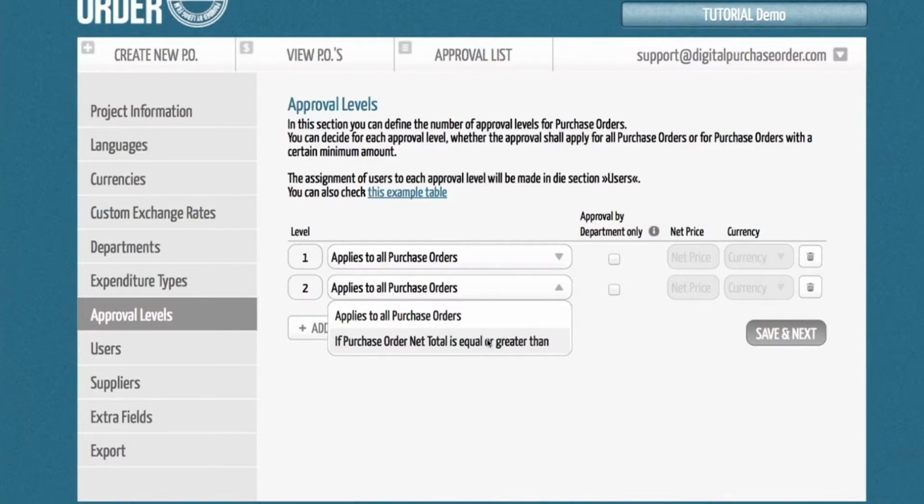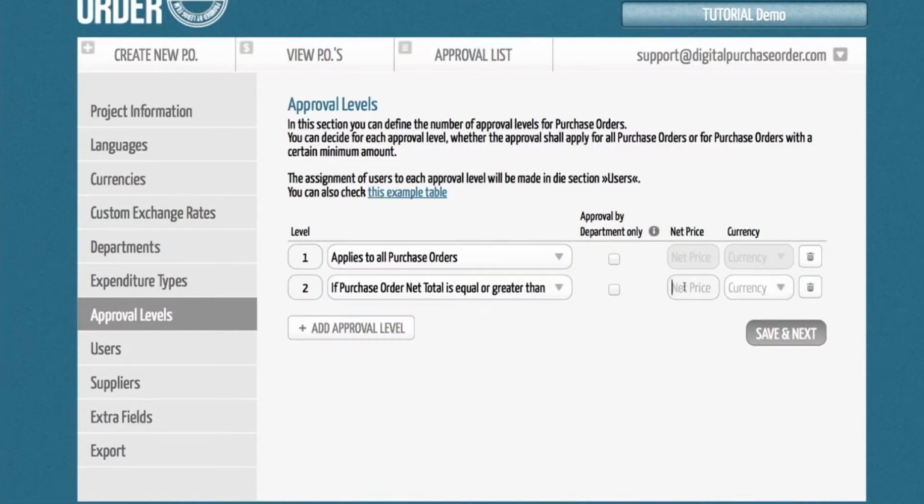Let's implement a minimum of $5,000 for the second level. That means there will only be 2 approvals if the PO's net total is equal or greater to $5,000. All other purchase orders will get their final approval after the first level.